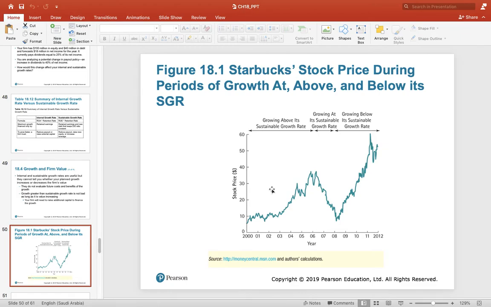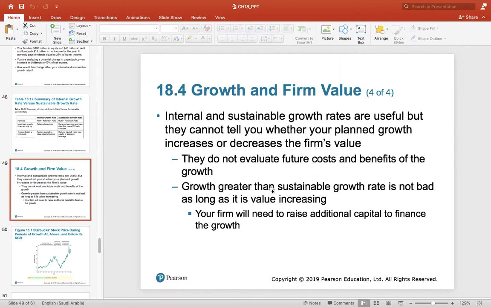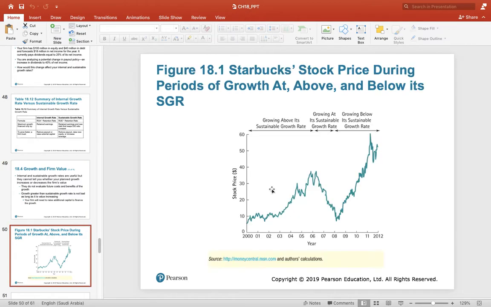Now we will see, we have seen how the growth and firm value are linked with each other. If the company has good investment opportunity, it should retain more and reinvest in the company. Then the firm value will increase. Here is the information given for Starbucks stock price during periods of growth above and below its SGR.